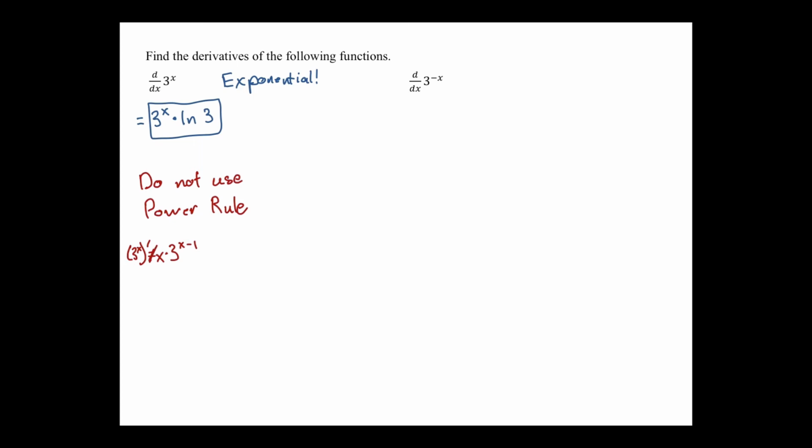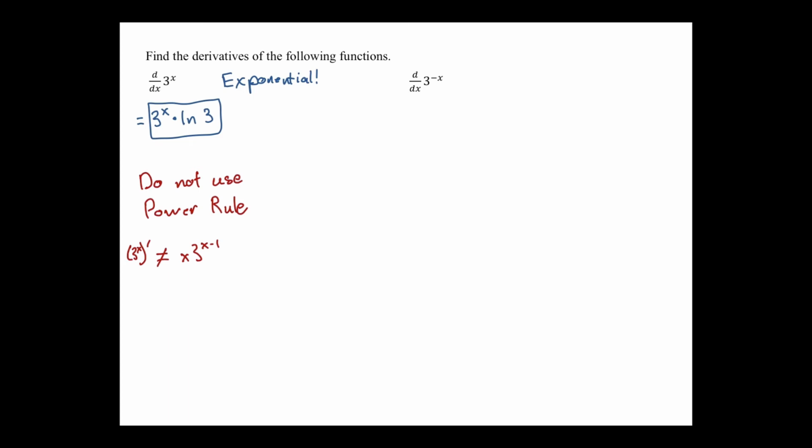That 3 to the x prime, or the derivative of 3 to the x, you cannot just apply the power rule. You have to go ahead and use the exponential rule we just figured out. All right, so that's one thing to know. This next one is a very basic chain rule. I would encourage you to try it. Pause the video and try it.